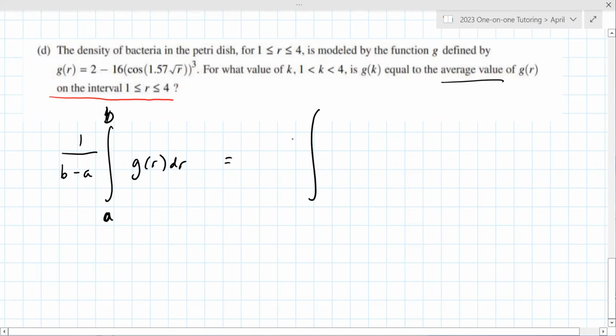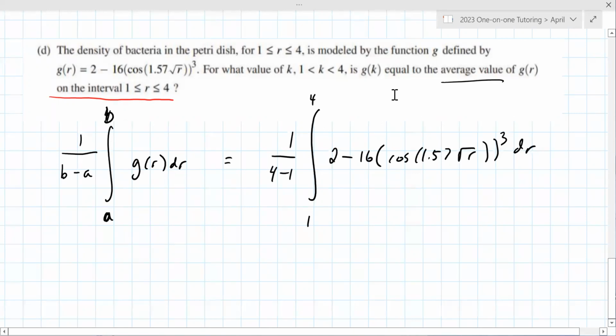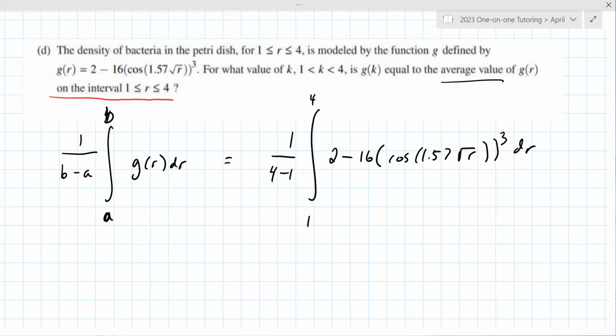Calculator could still be in play here. Actually, it has to be in play. You're going to need to use the integration feature on your calculator. Are you familiar with how to use that? Yes. Square root of r, so you're going to use x. So this is the average value, and you want to calculate that. I'm going to do that in another tool that I use. We'll compare results in a moment.